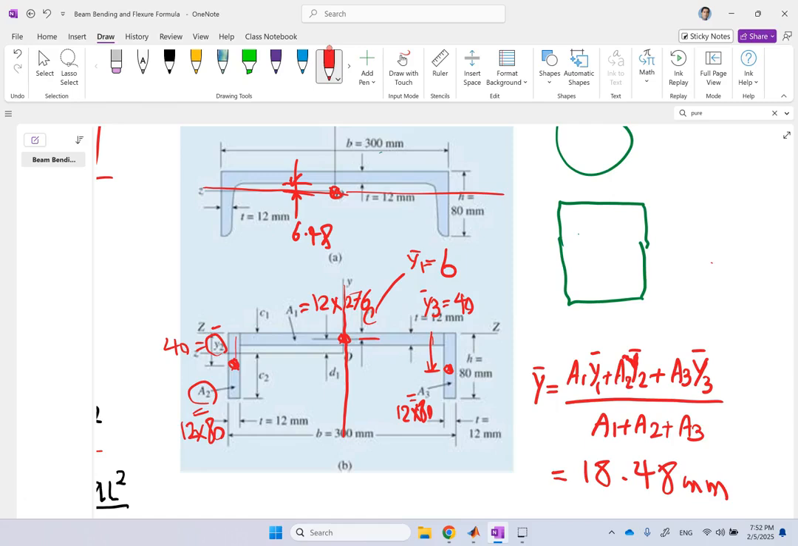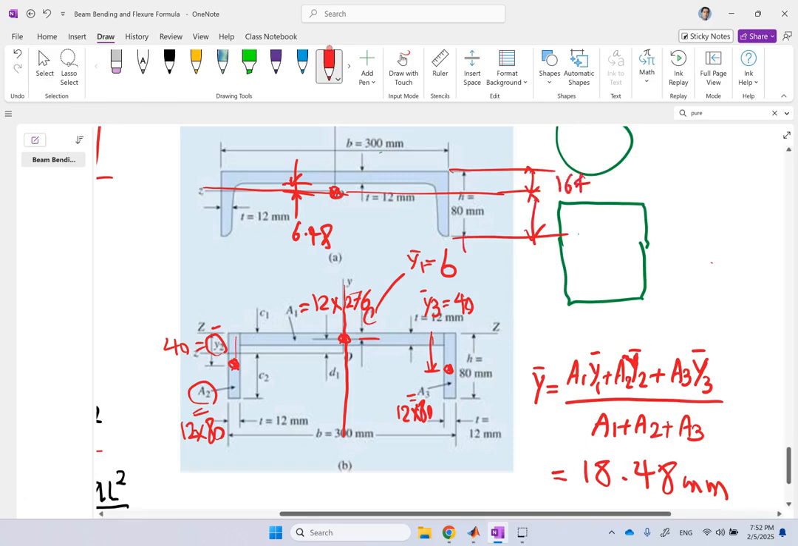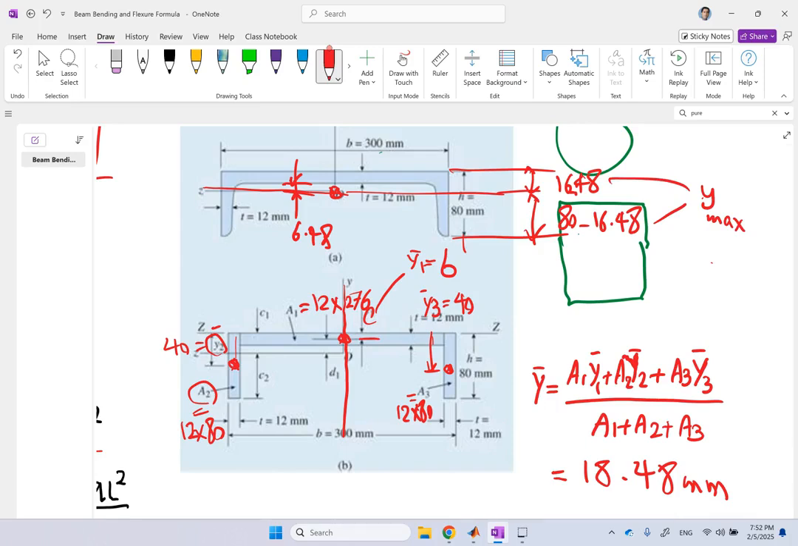What are they? So one of them is this y, the other one is this y. How much are they? Well, the whole thing is 80. This is 16.48, so this is clearly 16.48. And this one is 80 minus 16.48. So these are your y max, or y min you might call, depending on the sign. You have to look at both of these numbers. Good?